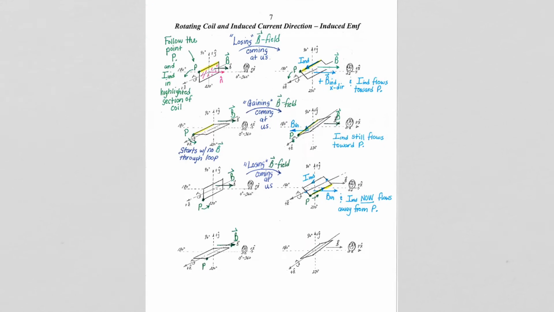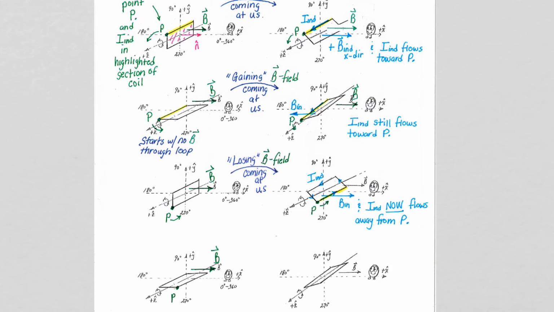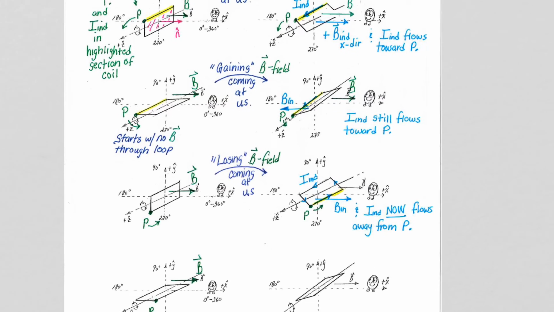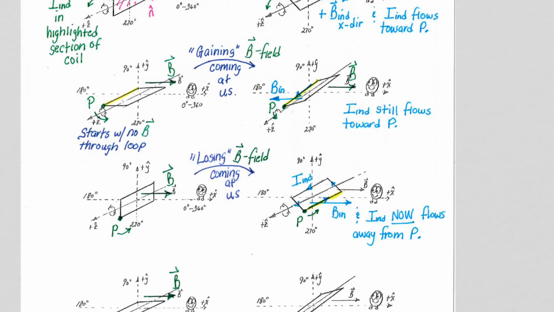Well, now we get a reversal. So the current is, at this point in time, no longer flowing toward the point P, right? It has to flow away from the point P in order to make some component of the B field coming at us. Okay? So again, the full B induced is up here, and that's B induced in the x direction, but basically the current has now flipped directions.